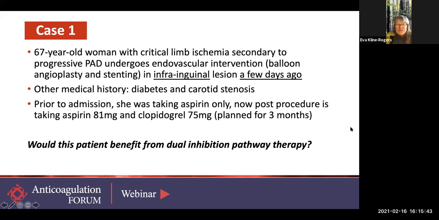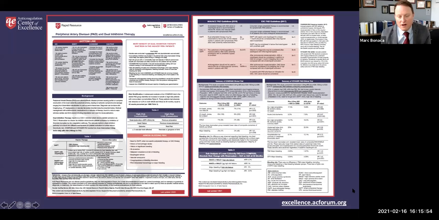Would this patient benefit from dual pathway inhibition therapy? And I'm going to ask our panelist, Marc Bonaca, to answer this question. Yeah, well, thank you. I really appreciate the opportunity to discuss this. When we answer this question, there are 2 questions. One is, what's her risk profile, early and late? And then, will this be modifiable with dual pathway inhibition?